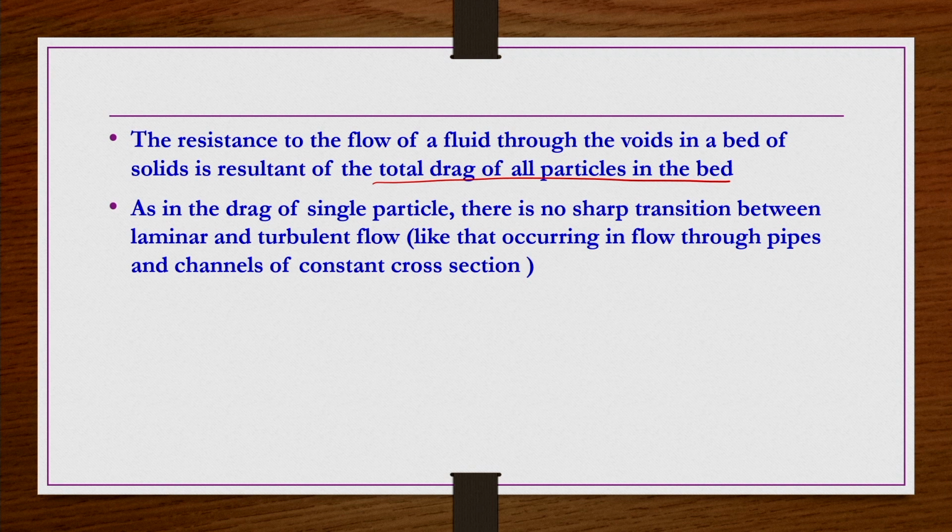We have seen that if the Reynolds number is less than 0.1 or less than 1, we say that it is a kind of Stokes regime. If it is flow through pipes, then we know that if the Reynolds number is less than 2100, we can say it is laminar flow. If it is more than 2100, we can say it is turbulent flow. Such sharp transitions in general are not possible in the case of flow through packed beds.